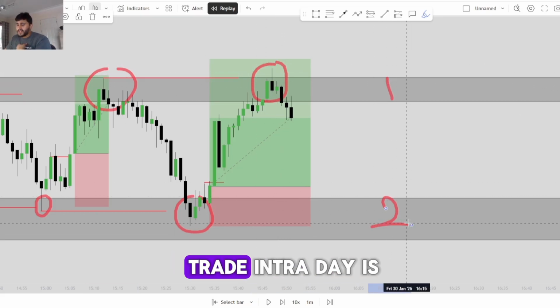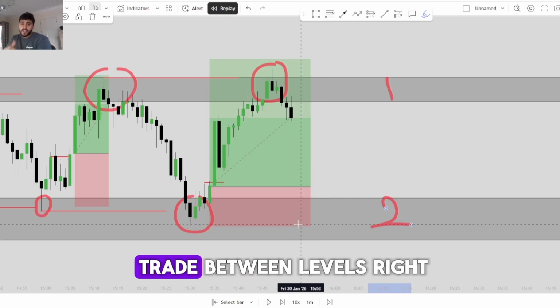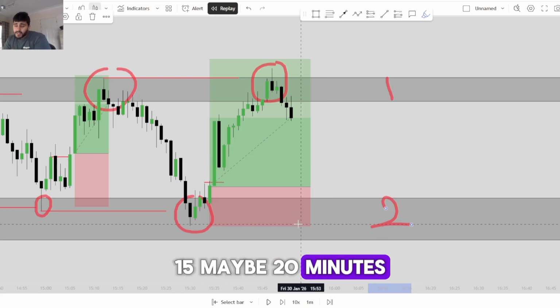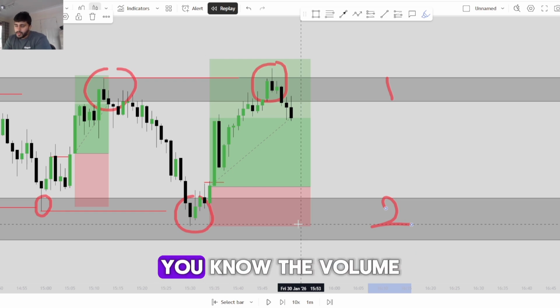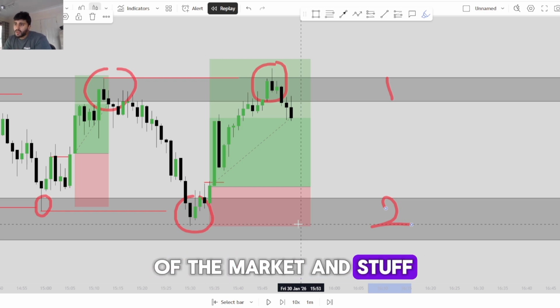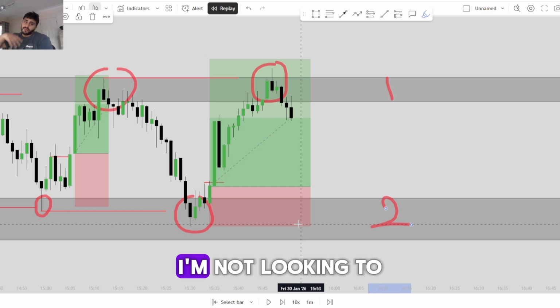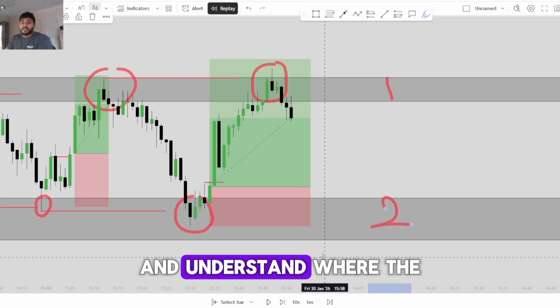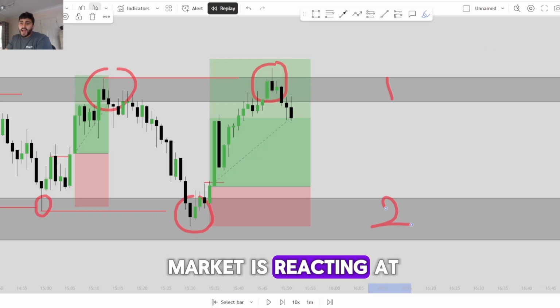The way that I trade intraday is I'm typically looking to trade between levels, right? I'm in trades for around 10, 15, maybe 20 minutes, maybe 30 minutes, depending on, you know, the volume of the market and stuff. But I'm not looking to hold trades. I'm not looking to swing trade or anything like that. I'm looking to define my levels and understand where the market is reacting at those levels.